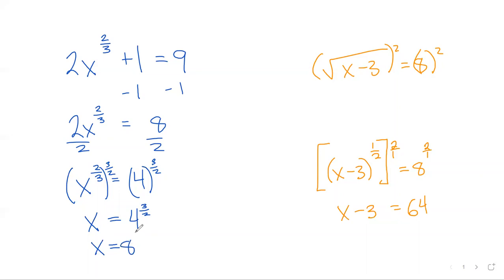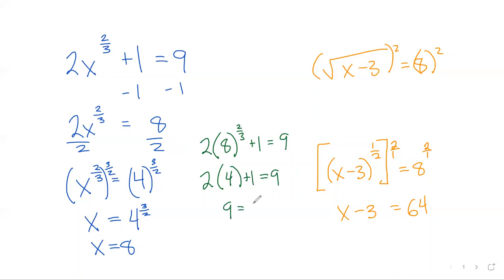Anytime that we have, whether it's a radical equation or an equation with fractional exponents, same thing, we know that we always need to check for extraneous answers. And this one's going to be fine, but let's do it just to make sure that we're in that habit. So we've got 2 times 8 to the 2/3 plus 1 should equal 9. So that's 2. Okay, cube root of 8 is 2. That squared is 4. And we can see, yeah, that does in fact work out. So x equals 8 is a legitimate answer.